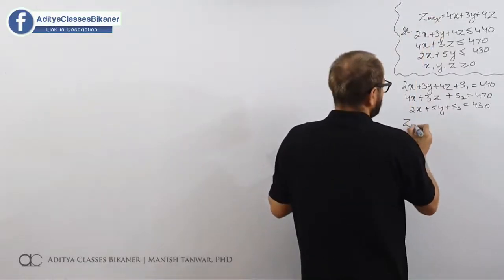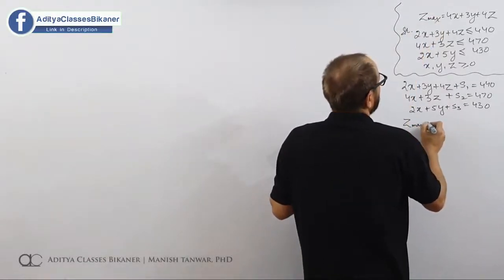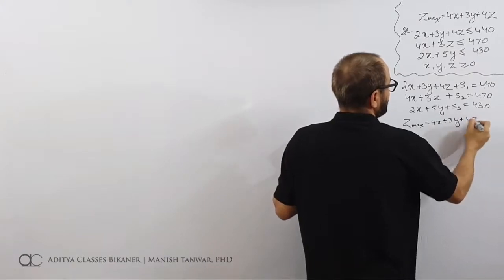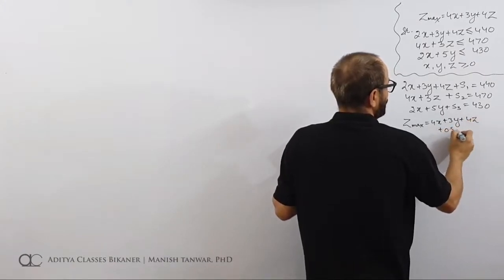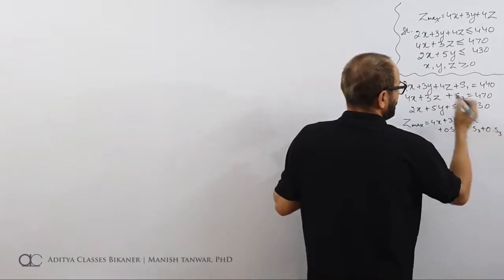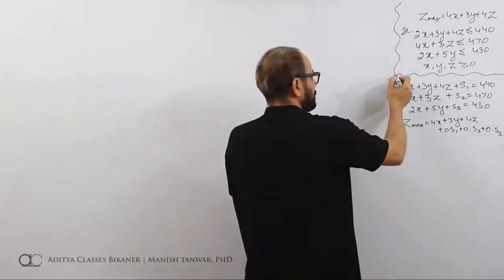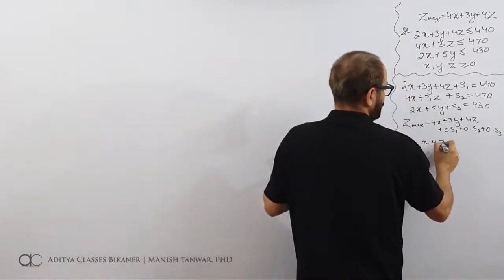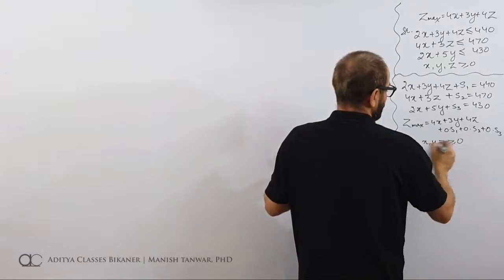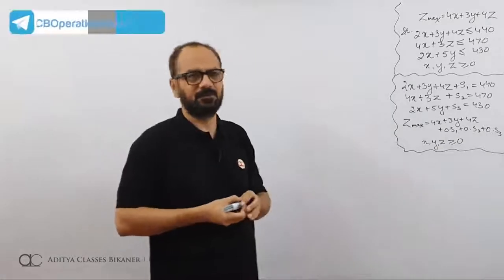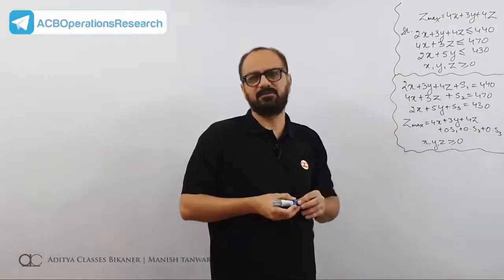How do we do that? Z max is equal to 4x plus 3y plus 4z plus 0 into S1 plus 0 multiplied by S2 plus 0 multiplied by S3. x, y and z will be greater than or equal to 0. This is my standard form. So, from canonical, I have converted my problem into standard form.